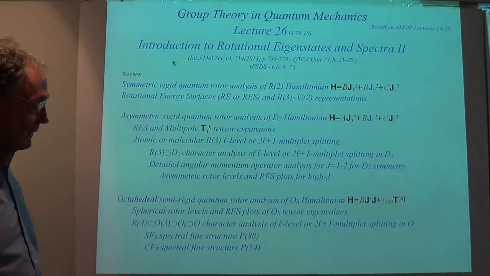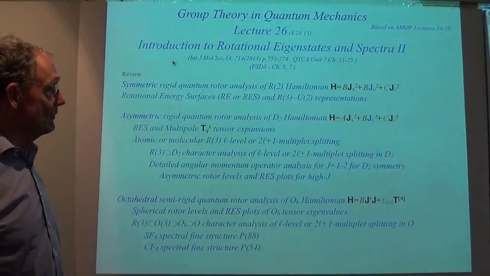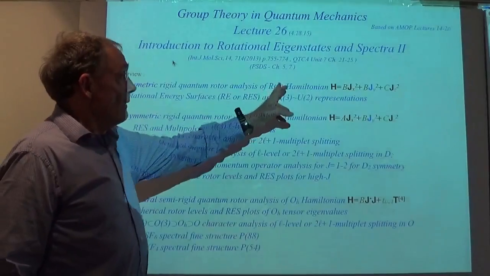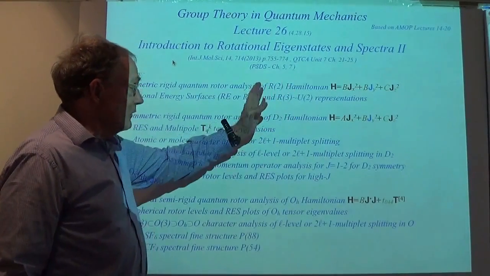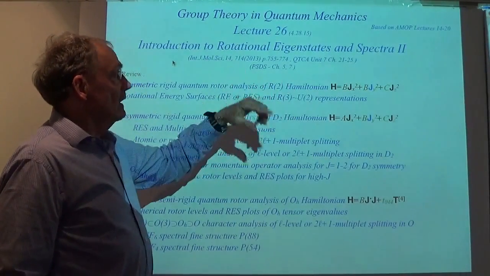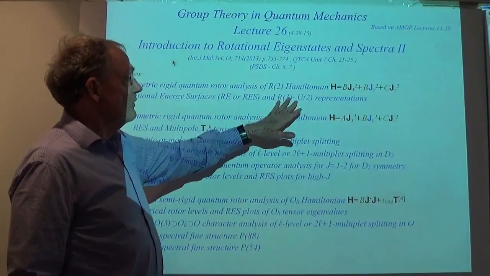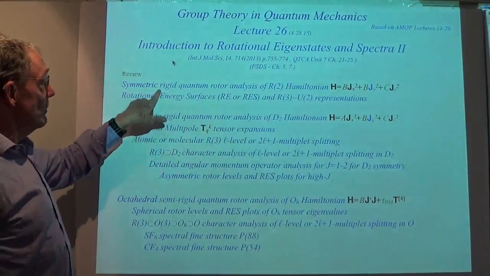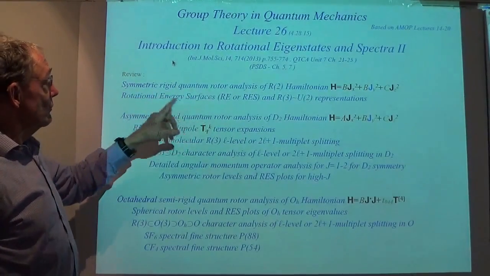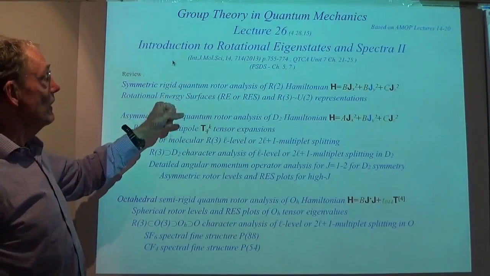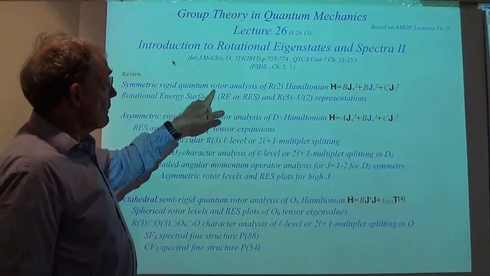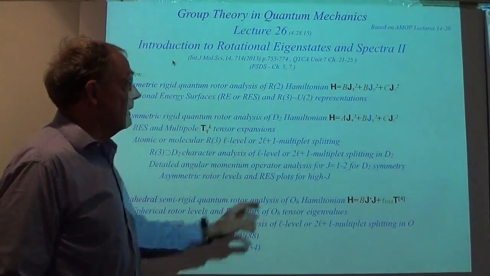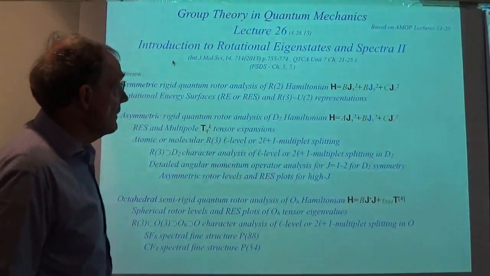This is the lecture that goes into the details of the relationship between rotational energy surfaces, symmetry, characters, representations, and things for rotors. In particular, the rotors that we talked about last time in lecture 25 were symmetric, rigid quantum rotors, as opposed to the classical ones that are also described by a Hamiltonian that would look like that.